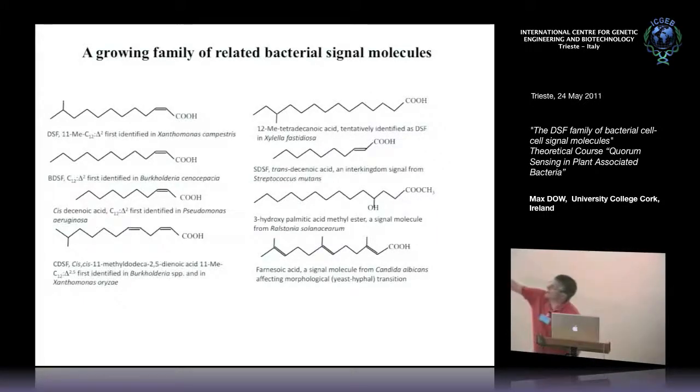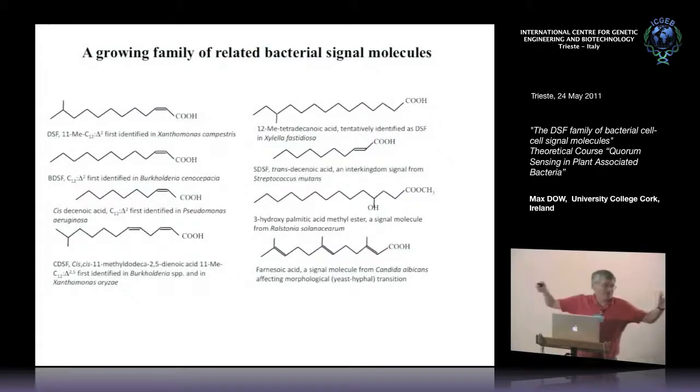One of them is this 3-hydroxypalmitic acid, methyl ester. That was a signal molecule from Ralstonia, discovered, I think, by Tim Denny and Mark Shell. And also farnesoic acid, a signal molecule from Candida albicans. So these kind of fatty acid chains, sometimes with double bonds, sometimes with two double bonds, seem to be an important and emerging class of signal molecule.